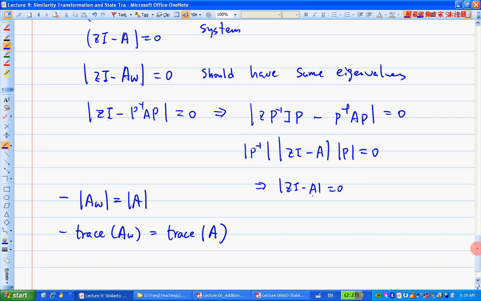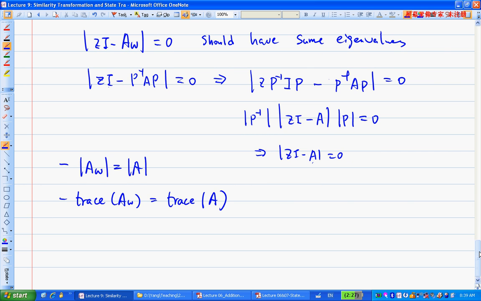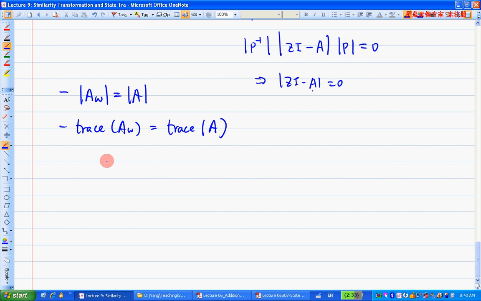Okay, I'll skip one example here, just to verify, giving A, B, and a P. Actually, maybe I'll just write it here. It's not a big deal. Suppose that I have a matrix A, which is [0.8, 1; 0, 0.9], and B is [0, 1], for the discrete state space model.